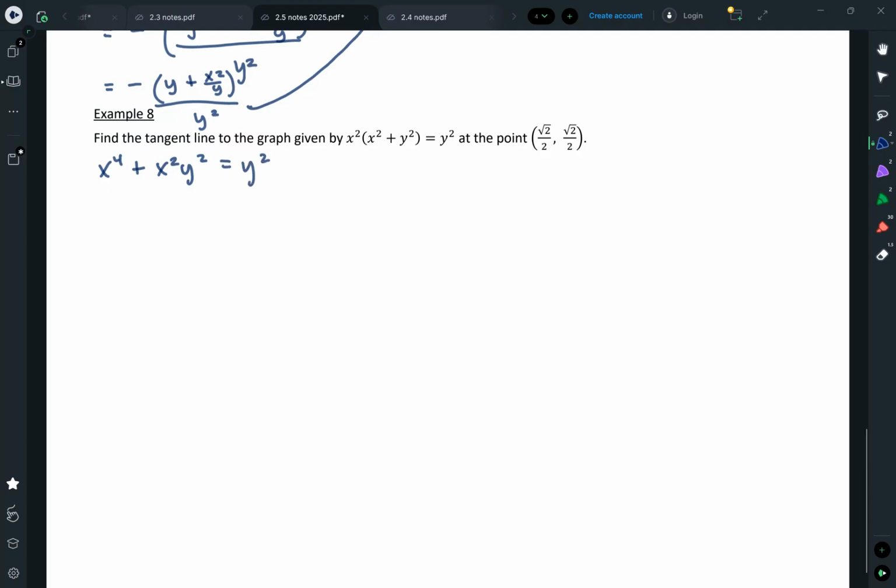So let's go ahead and take a derivative. I think I'm going to do dy dx this time. I'm just trying to change it up. So this is 4x cubed. When I have x's, I don't worry.